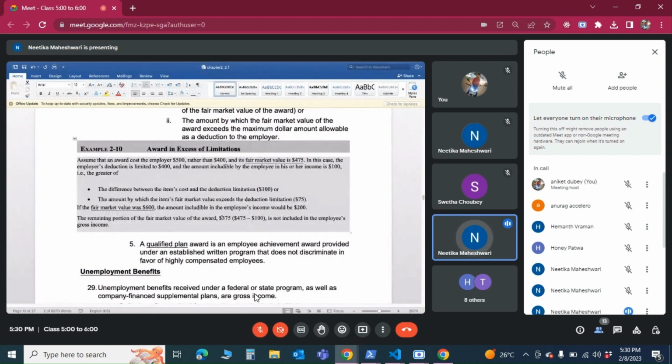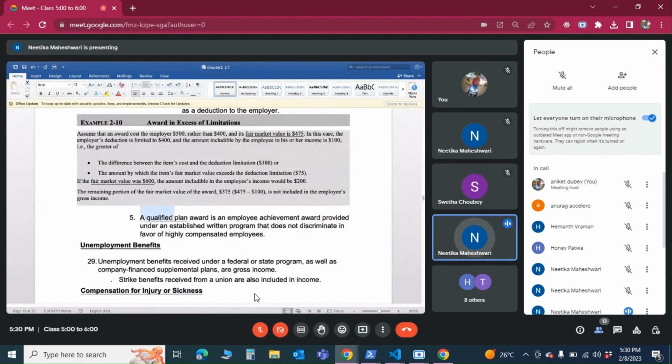Okay, we'll go over this example. It will make it clear. But what is a qualified plan? It's an employee achievement award provided under an established written program. There has to be a proper program. Program meaning not like programming, Aniket. Don't think that. But there has to be a proper legal written document that does not discriminate and all those things. There are certain legal conditions that need to be fulfilled, and then we can call it a qualified plan.